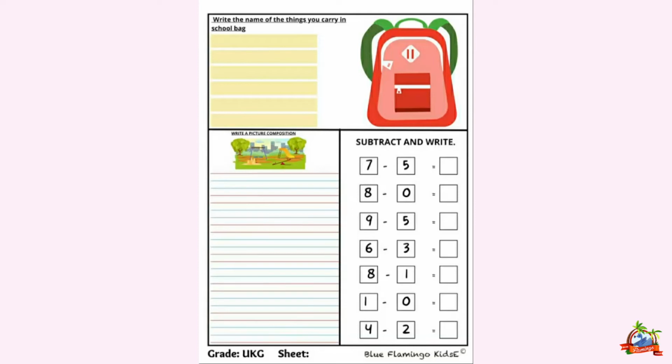Okay, you have to write a picture composition on the basis of the picture. Means you have to write a few lines. You can see a picture. Where is this picture from? It is a picture of a park.